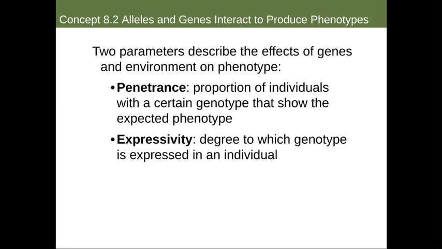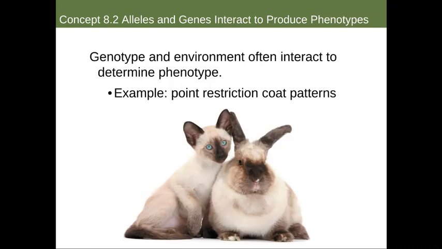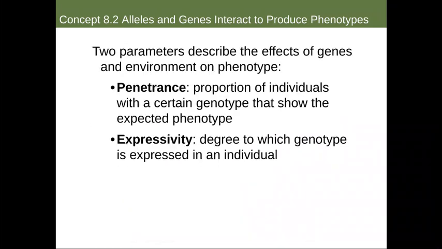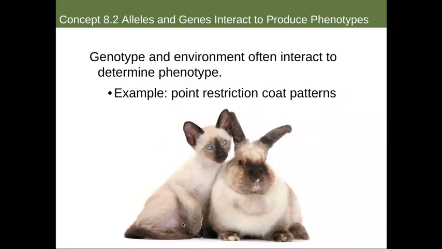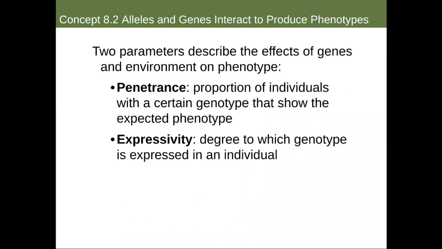Okay, so there's two parameters to describe the effects of genes. We have penetrance and expressivity. Penetrance is going to be the proportion of individuals with a certain genotype that show the expected phenotype. So if we expose all of these kittens to the same conditions, what percentage of them have this coat pattern activated? And then expressivity, the degree to which each genotype is expressed in an individual. So is it just right here at the tips, or is it further up? Is it halfway? We can make a measurement of that.